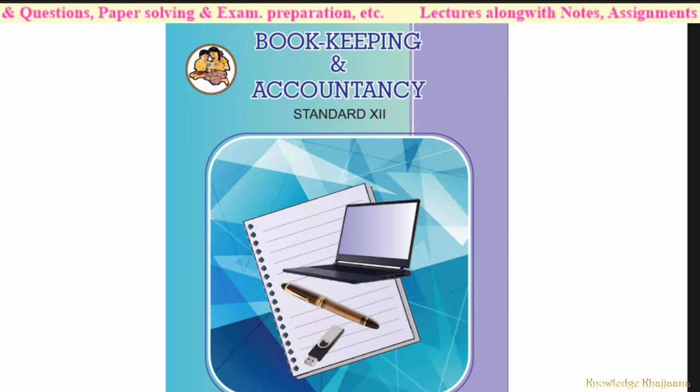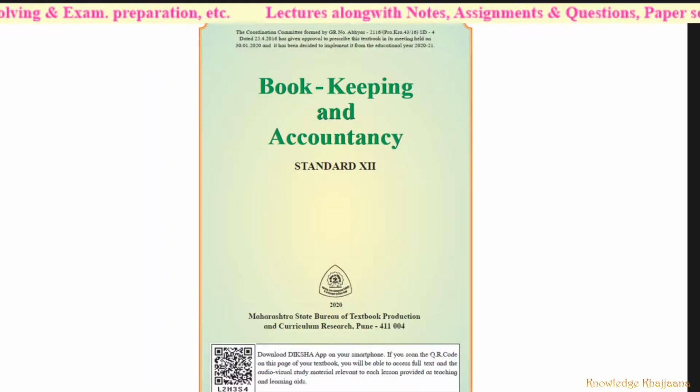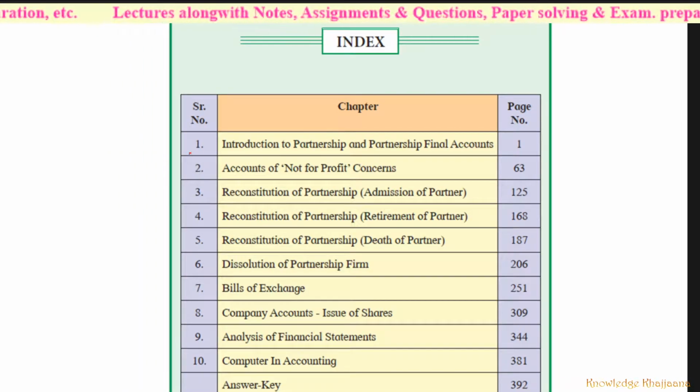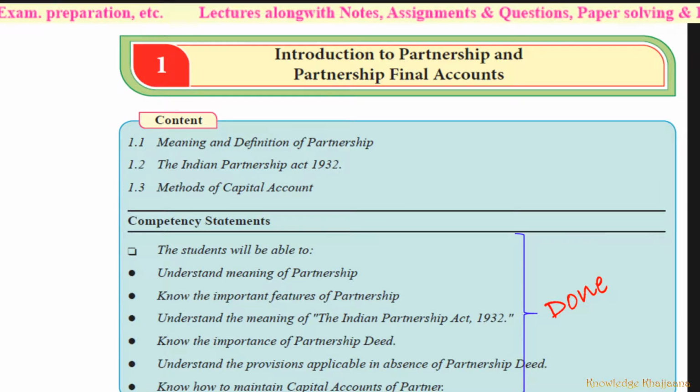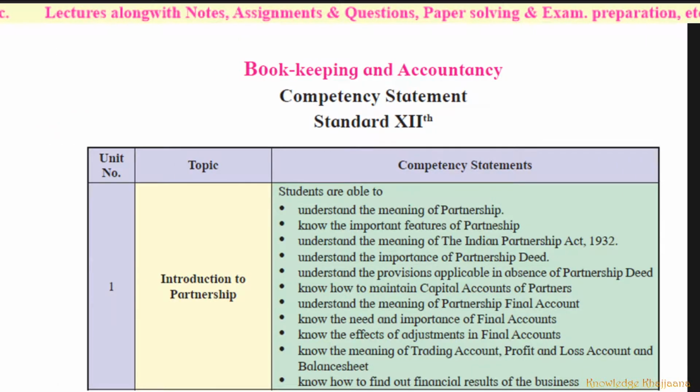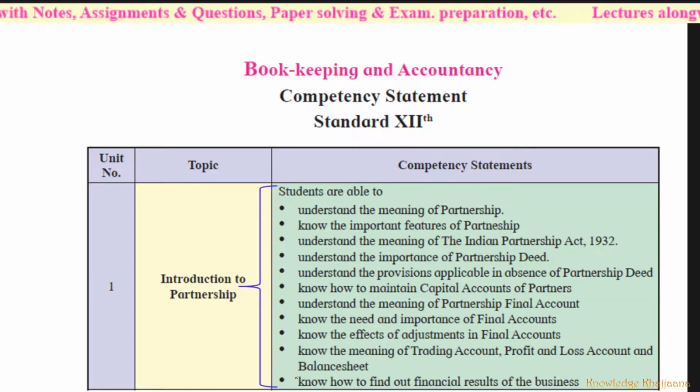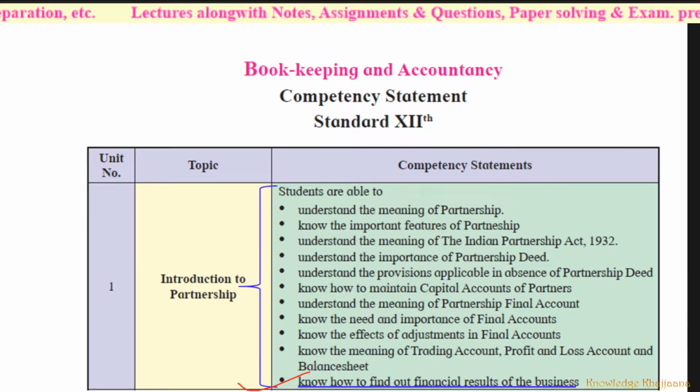We are learning bookkeeping and accountancy, standard 12. We are learning lesson number 1, that is, introduction to partnership and partnership final accounts. We have covered all these competency statements, and we are learning the last point, that is, how to find the financial results of the business.